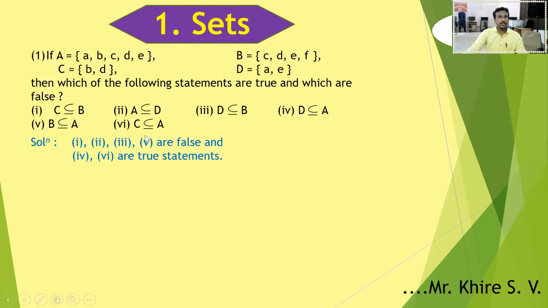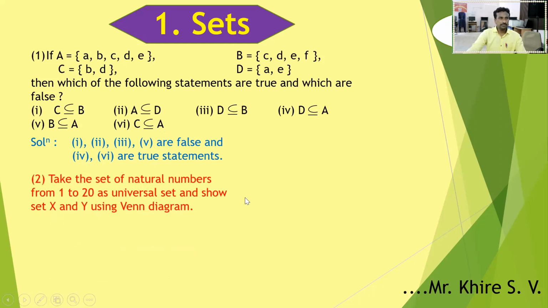Sixth, C is a subset of A. B and D are there. Elements B and D are in set A, which are in set C. Therefore, C is a subset of A. This is a true statement. Therefore, the solution of these all is: first, second, third and fifth are false statements and fourth and sixth are true statements.